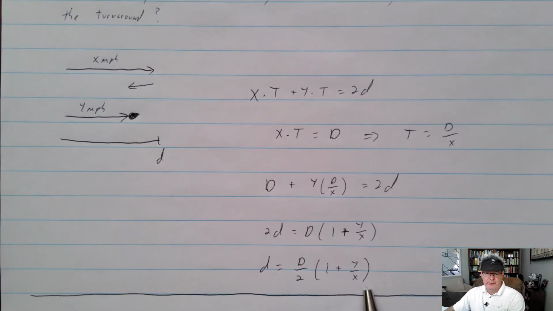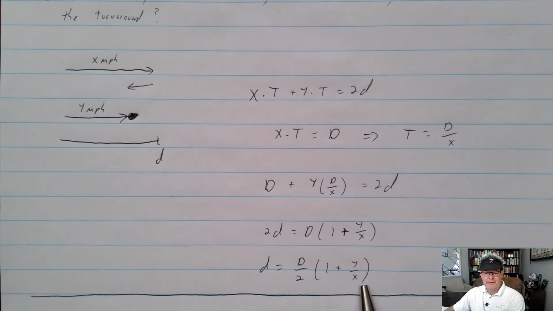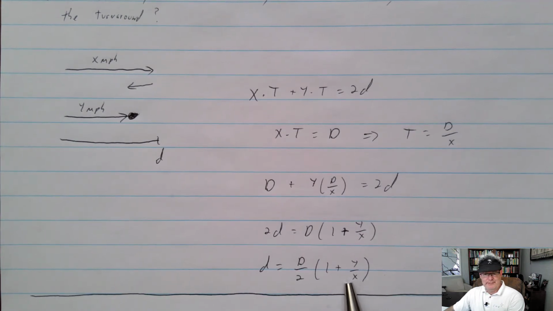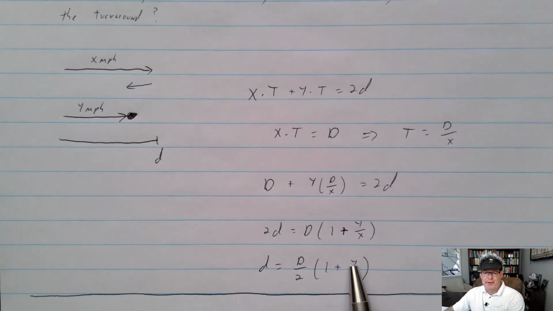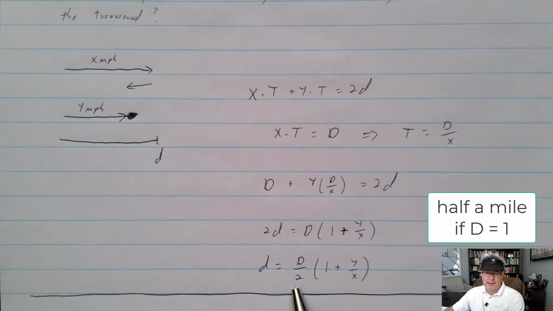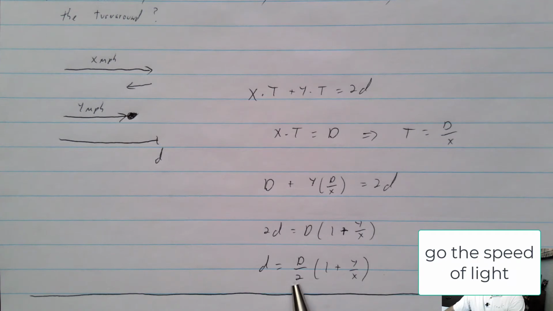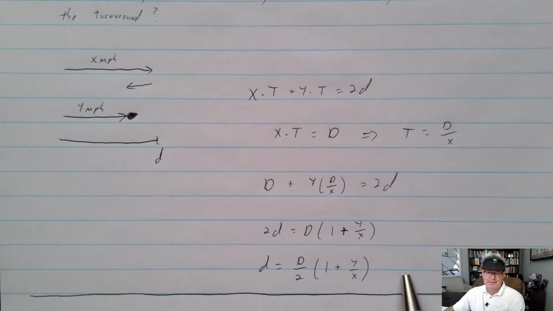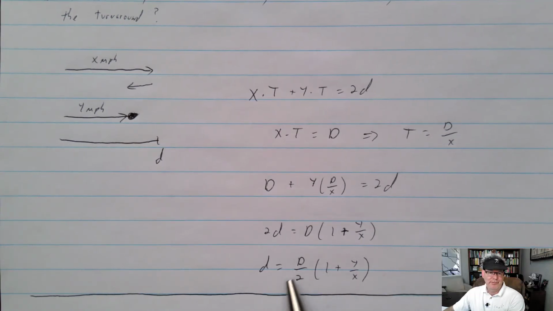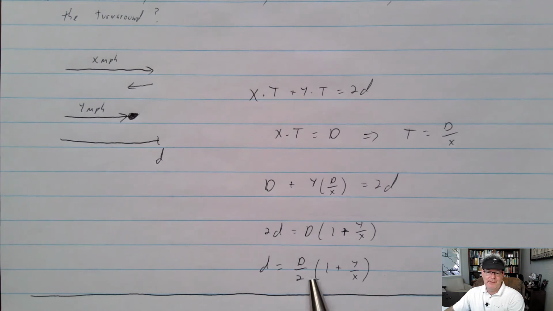And notice as your speed increases, like say speed of light or whatever, this fraction goes to 0, and so you basically have to run half a mile back, right? So if you could go at the speed of light, you would essentially run half a mile and then run back, and then you'd run the full mile. Or equivalently, as Y goes to 0, so if that person just stayed still, then you would run half a mile and come back.